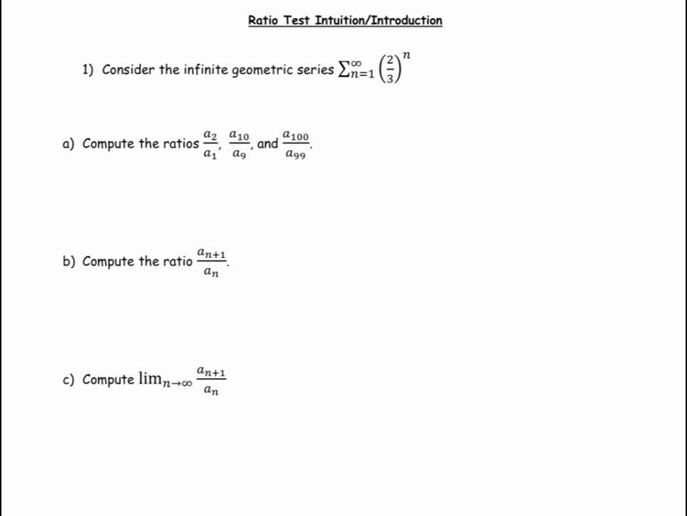So let's first deal with something we know. This is an infinite geometric series involving 2/3 to the n. If you just write out the first few terms, you've got 2/3 plus 2/3 squared, etc. So we know that this is our first term, this is our second, it's our third.